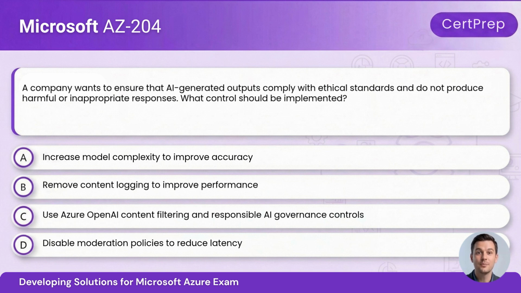Option A, increase model complexity to improve accuracy. Option B, remove content logging to improve performance. Option C, use Azure OpenAI content filtering and responsible AI governance controls. Option D, disable moderation policies to reduce latency.